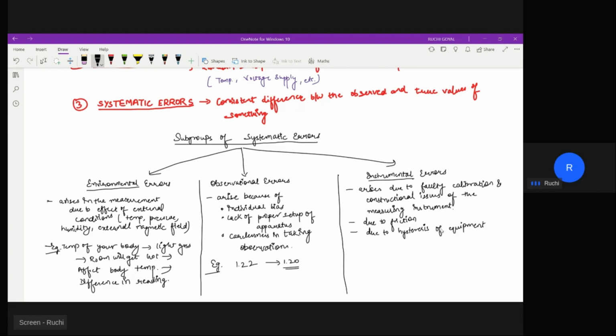Okay. And why is the equipment used faulty? Because we are not using the equipment properly. So misuse of the equipment or neglect of the equipment. So it changes the reading of the equipment, right?